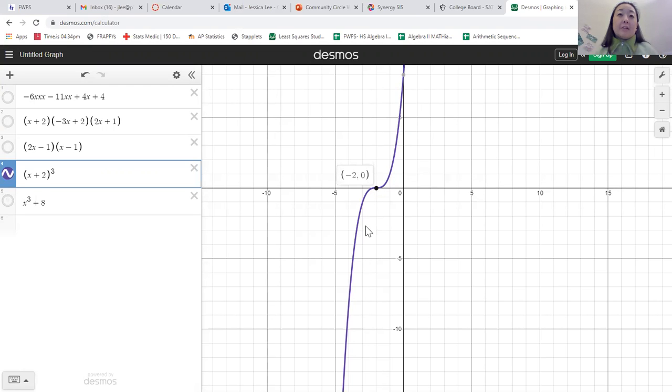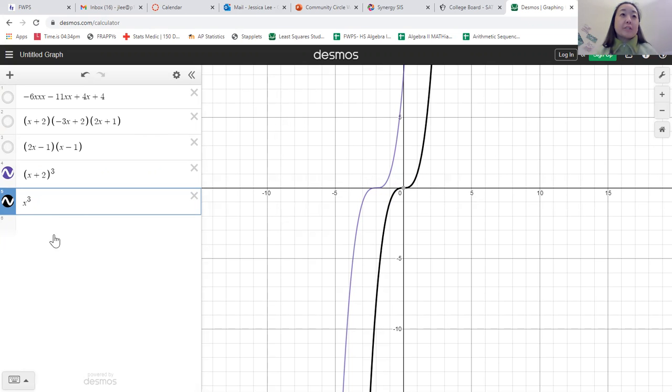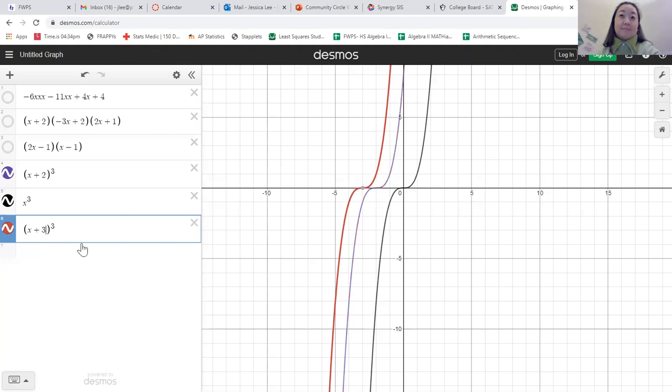Okay. And notice if I had it without this, right? Let me turn it on. This is what it normally is, just x cubed. So if it's x plus 2, notice what happens. It just moves. Which makes me wonder, what if instead of that, we make it plus 3? What's going to happen? See how it moved over? So it's now 3 away on the x-axis.